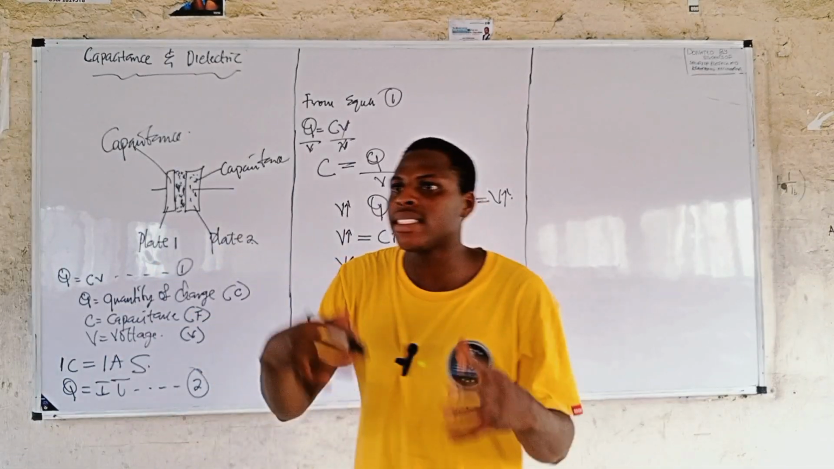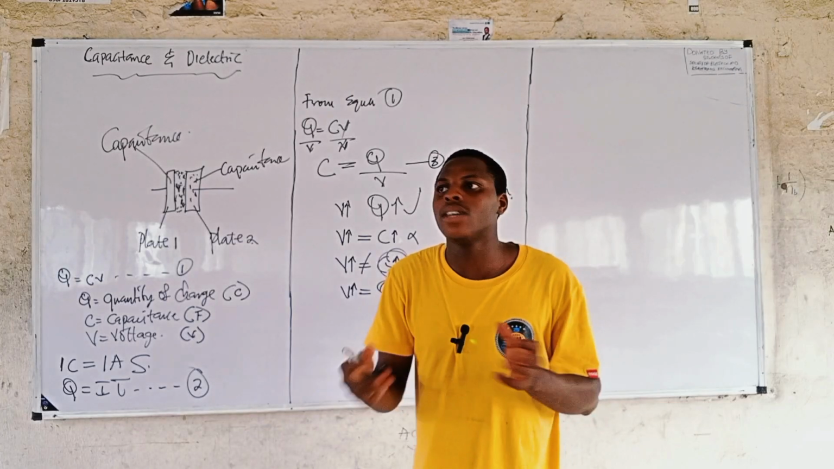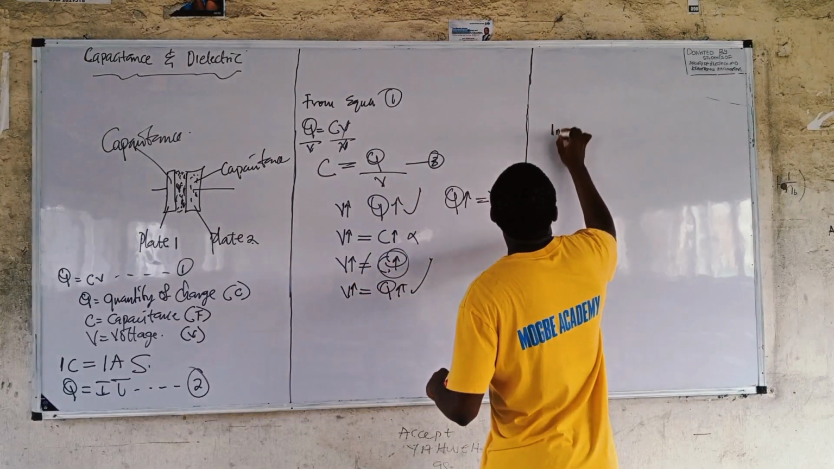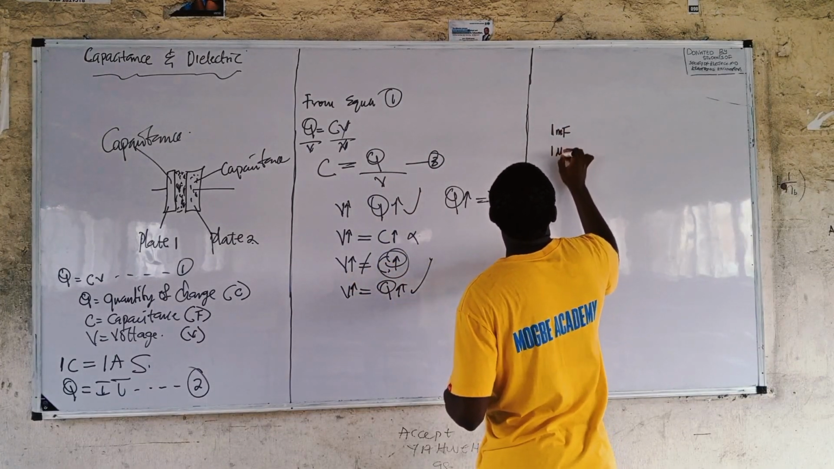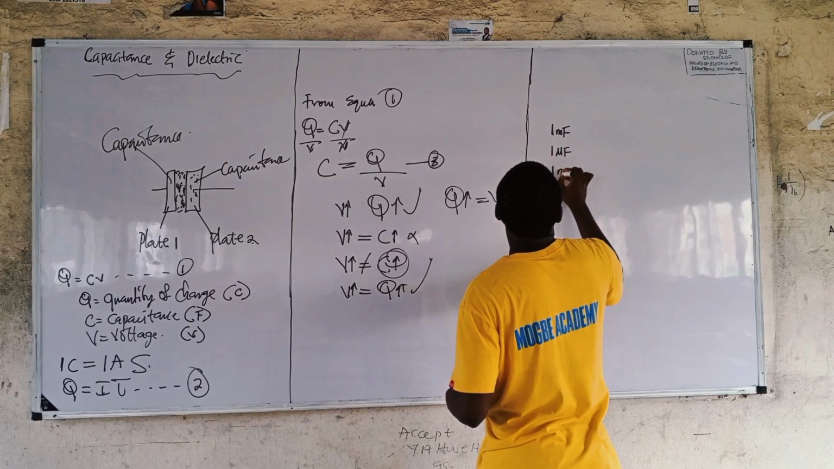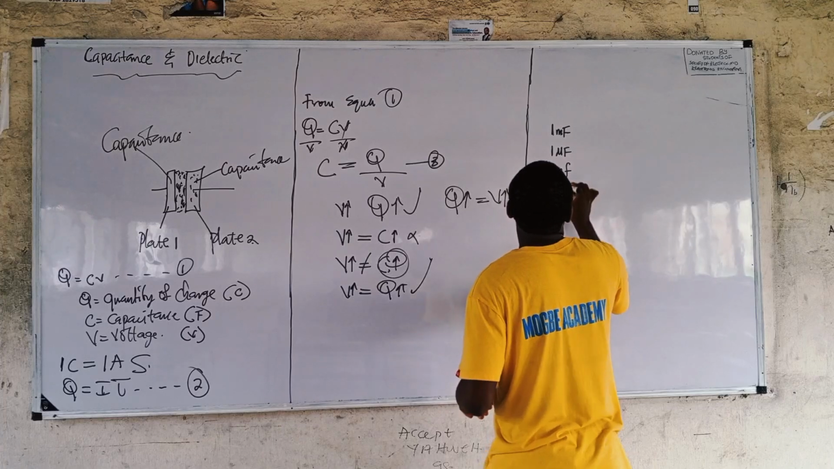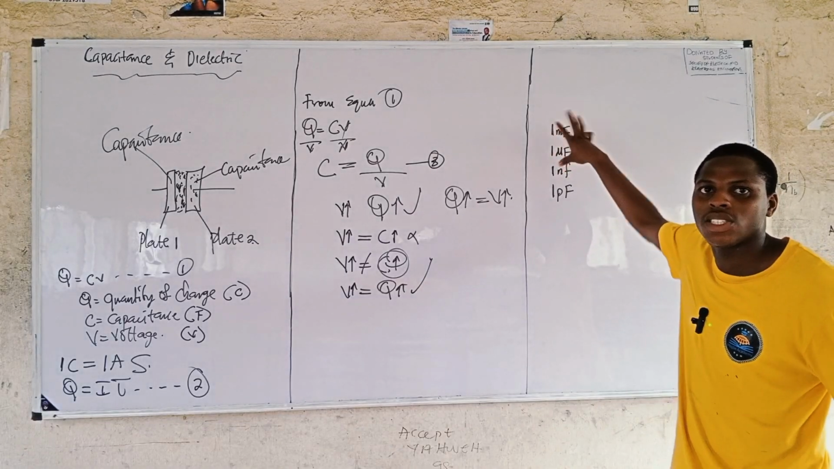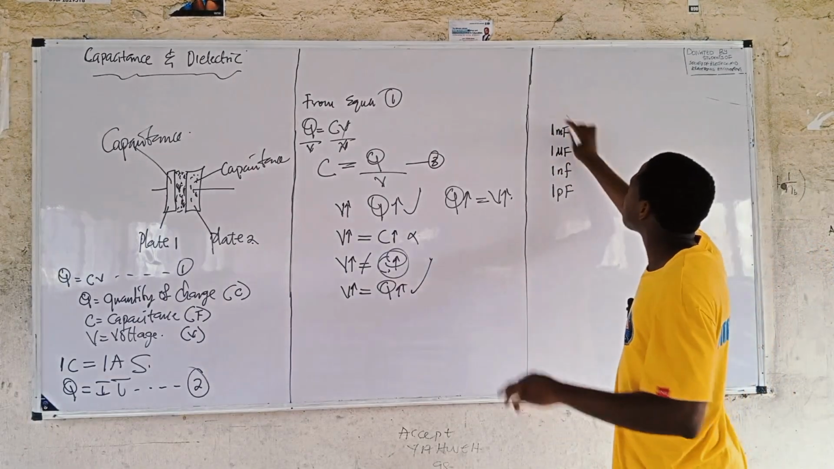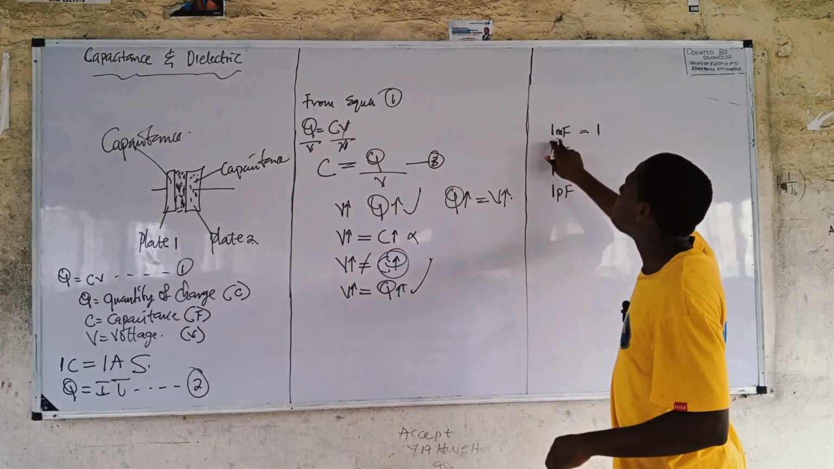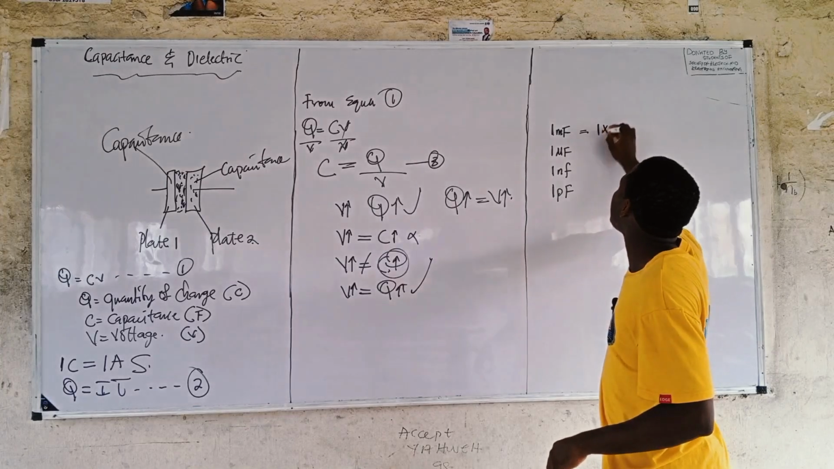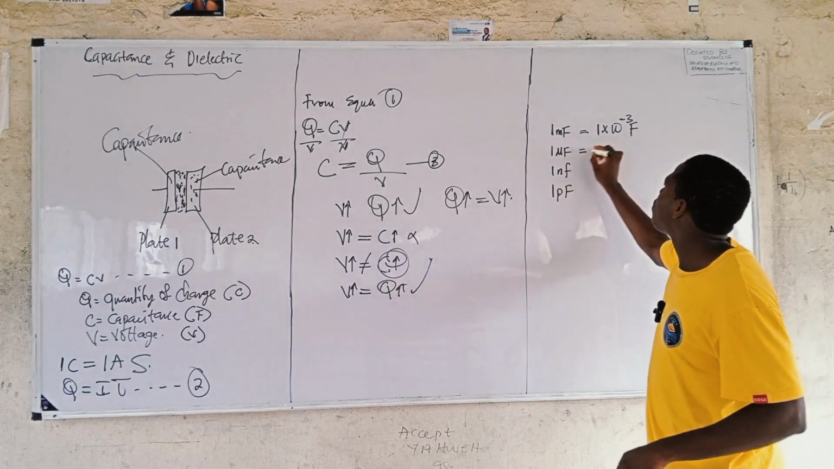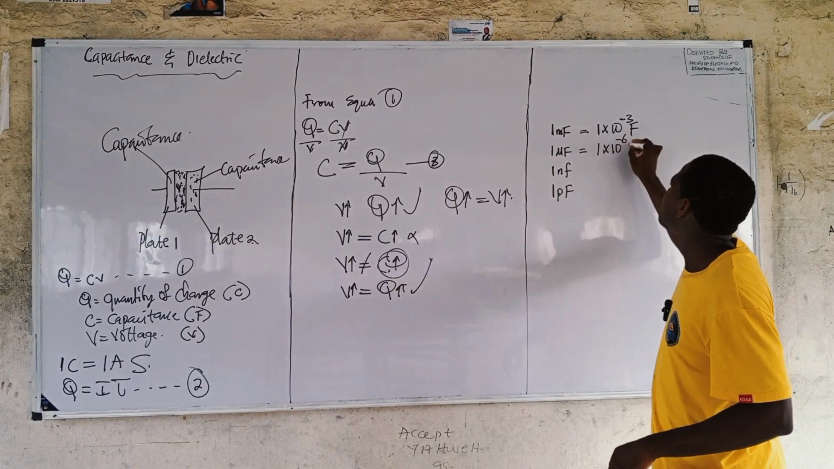Now, what if they give you some capacitance with subscript units and tell you to give the standard representation of this capacitance? What are you to do? So you have something like 1 mF, 1 uF, 1 nF, and 1 pF. If they tell you to give the standard representation of these capacitors, what are you to do? The first one is millifarad. So we have 1 times 10 raised to the power of minus 3 farad. The next one is 1 microfarad, which is equivalent to 1 times 10 raised to the power of minus 6 farad.